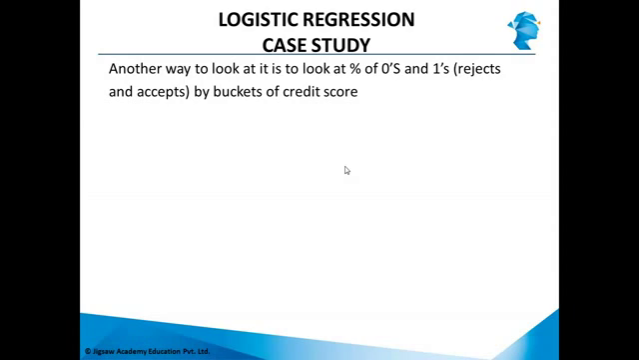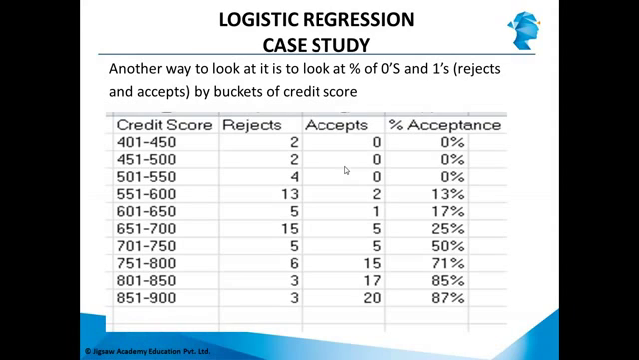a better way may be to take a look at the credit score, divide that into buckets, and then take a look at the percentages of default versus not default by buckets of credit score. So essentially what I'm proposing is something like this. Take your credit score variable and divide it into different buckets. And once you have the buckets, you then look at what is the total number of default instances in my bucket and non-default instances in my bucket.